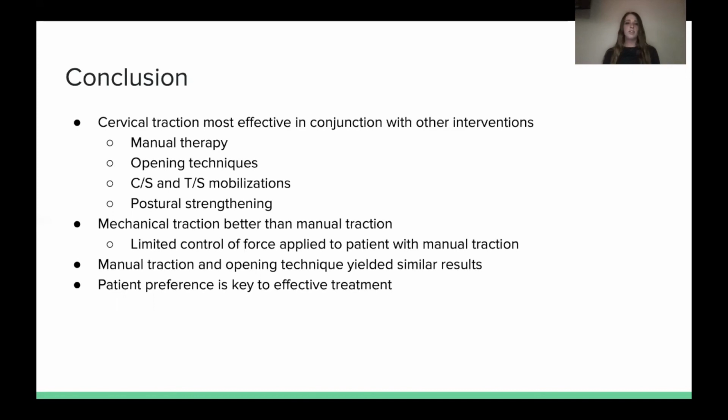And lastly, patient preference is key to an effective treatment. Looking at what makes your patient feel better, what makes them feel like they're getting the best results, what's reducing their symptoms, that's really important for how to treat them.